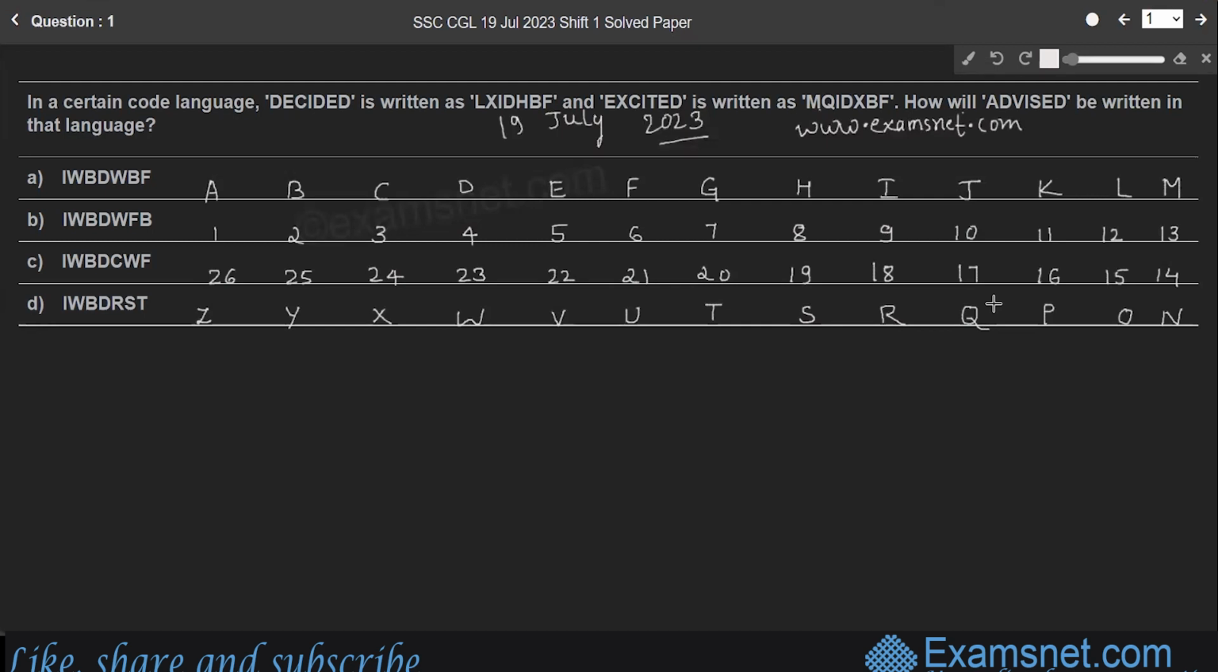Let's begin with question number 1. In a certain code language, decided is written as LXIDHBF and excited is written as MQIDXBF. How will advised be written in that language? So let us consider decided, right? So DECIDED.